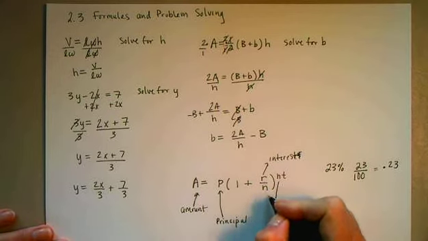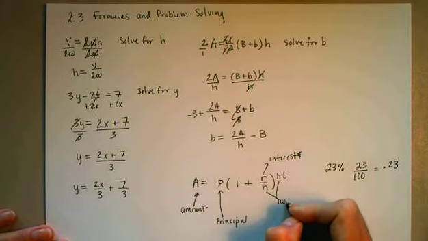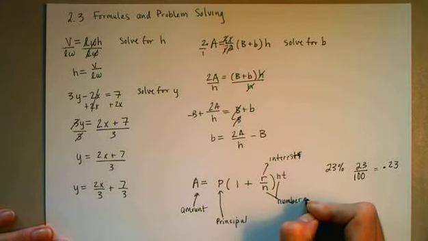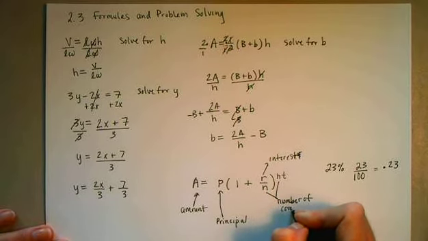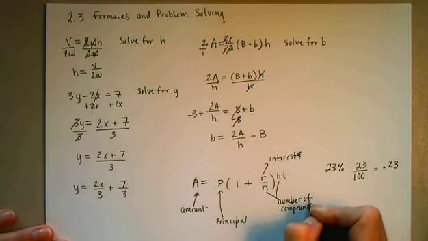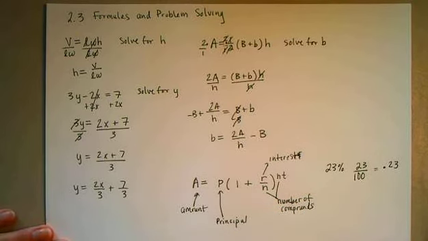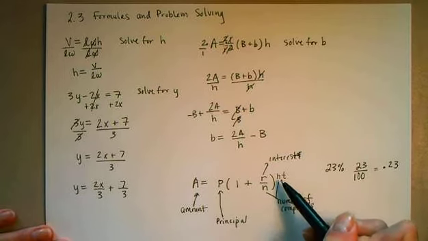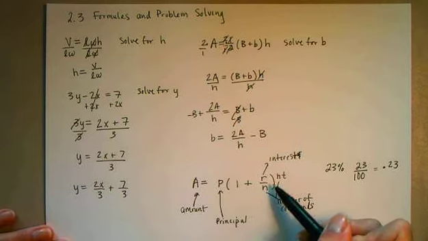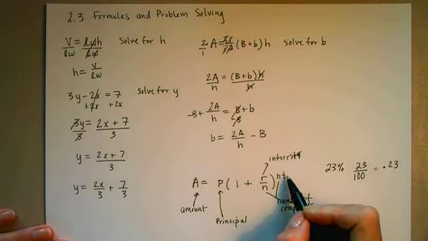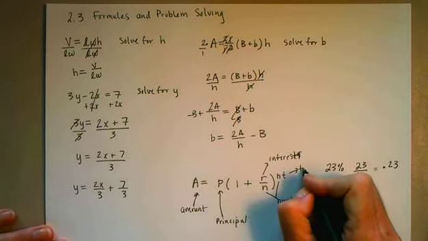Now N stands for the number of compounds. So if we're talking about something that compounds annually, you would say 1. If it compounds every month, you would say 12. If it compounds every day, 365. So however many times it compounds. And then T is the time that we're talking about.